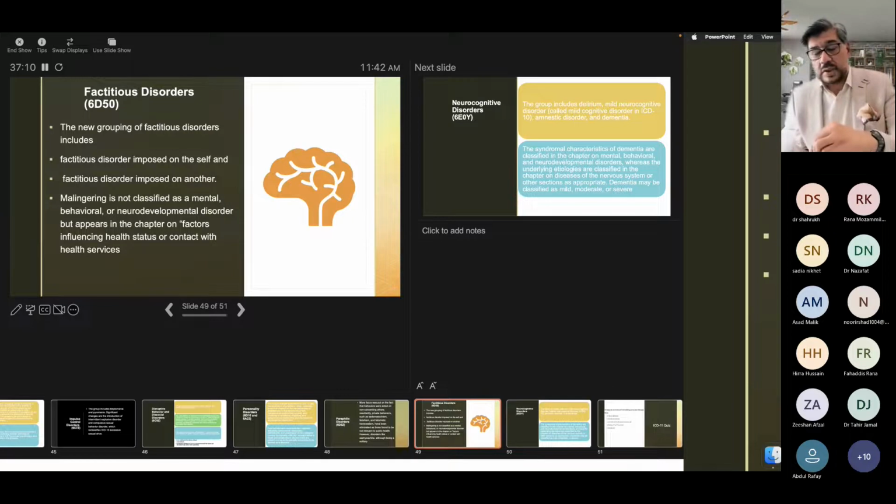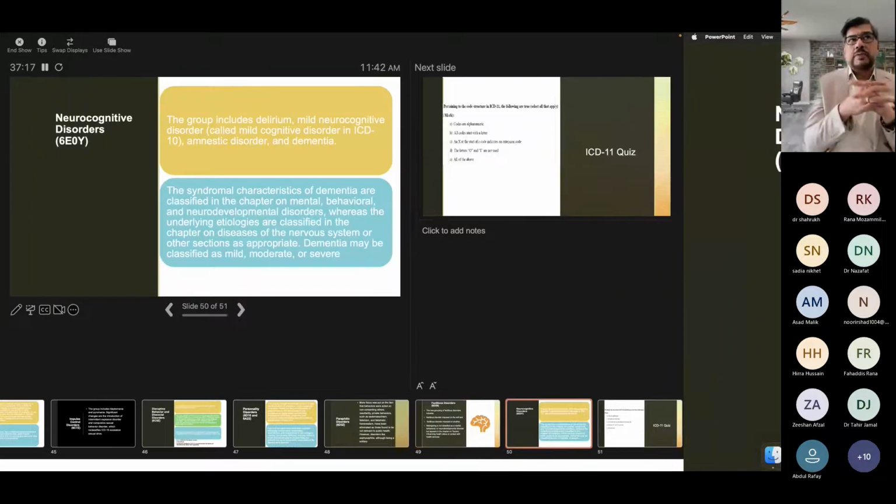And factitious disorder is changed to either if it is myself or I am responsible for others. Very confusing, but we can talk about it.